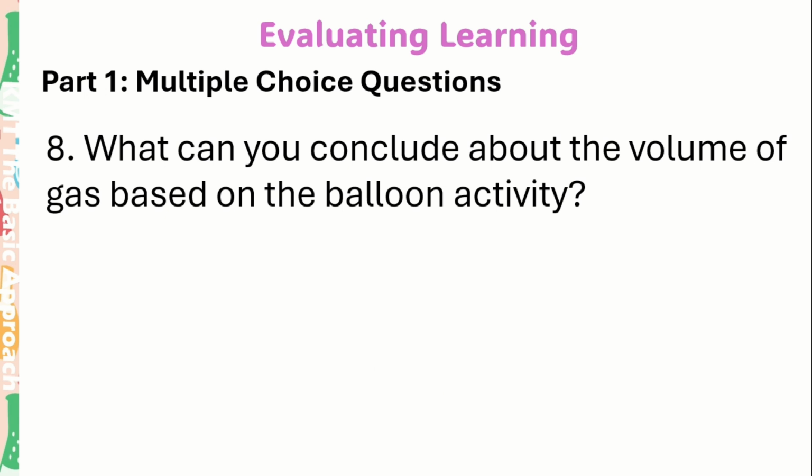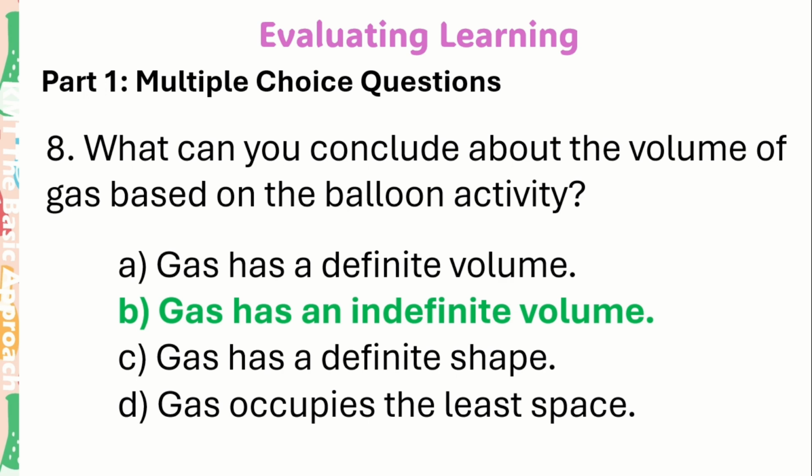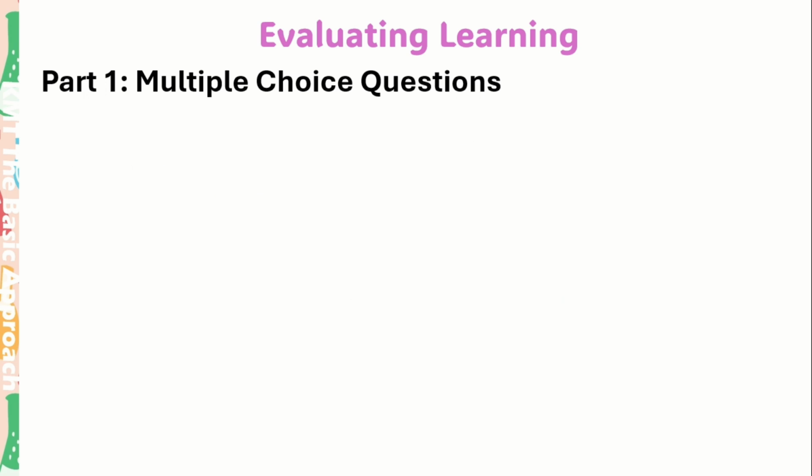Number 8. What can you conclude about the volume of gas based on the balloon activity? A. Gas has a definite volume. B. Gas has an indefinite volume. C. Gas has a definite shape. D. Gas occupies the least space. What is the correct answer? Very good! The correct answer is letter B. Gas has an indefinite volume.